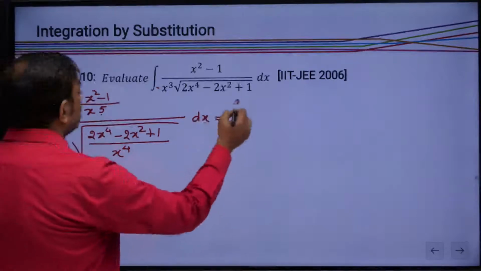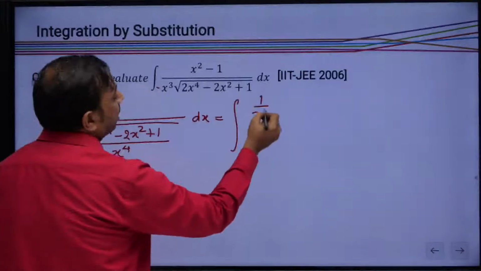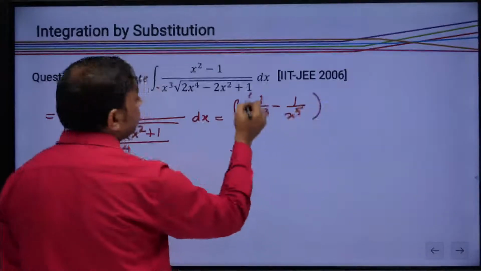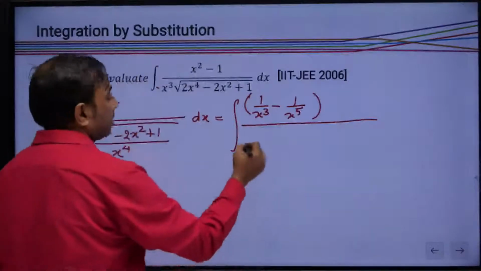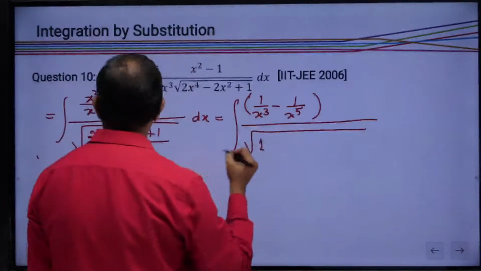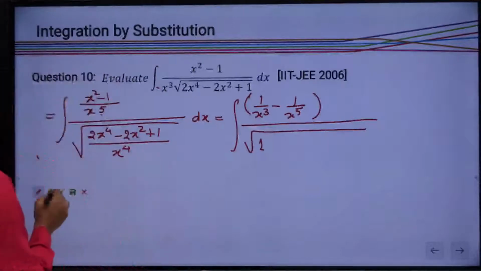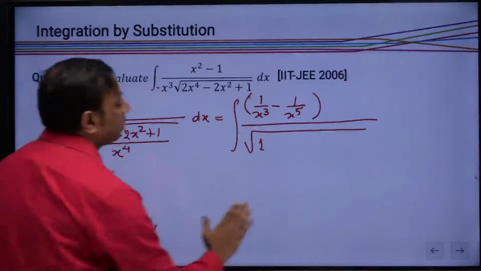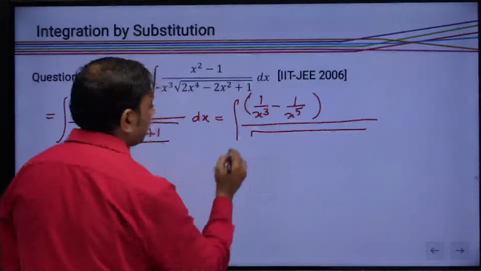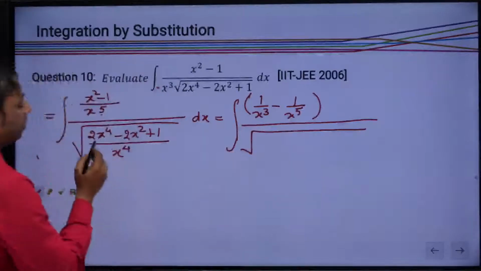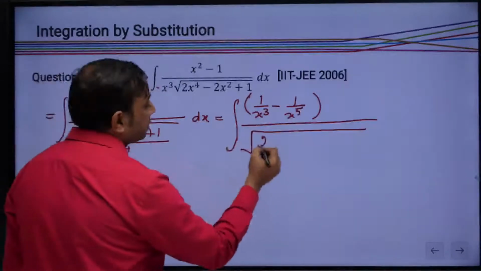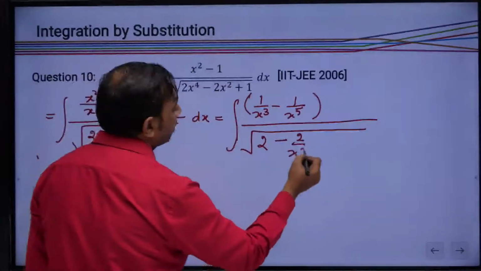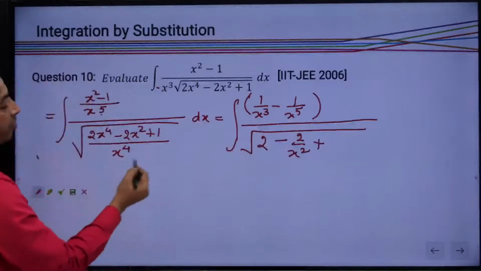On the further step, it will be like 1 upon x cube minus 1 upon x to the power 5. That is the numerator we have received, while in the denominator we have received 1, we'll take this x to the power 4 separately below each term, and we receive 2x4 upon x4, which will give us 2, minus 2x square upon x4 will give us 2 upon x square, and the next term will be plus 1 upon x to the power 4.